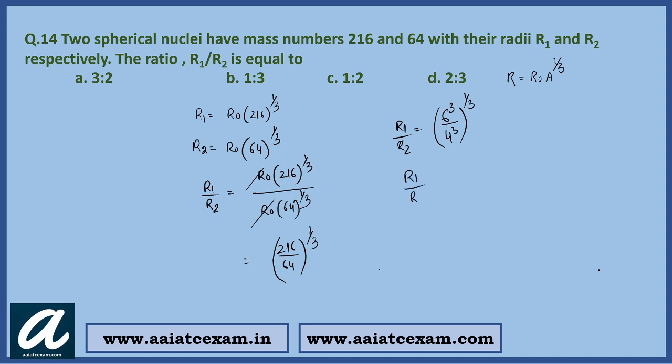So r1 by r2 should be equal to 6 by 4 whole raised to the power 3 into 1 by 3. So they'll cancel out. It is 6 by 4, or you can say 3 by 2. So your ratio is 3:2, students. Please do remember this. They have asked to calculate r1 ratio r2, not r2 ratio r1. Otherwise the answer could have been 2:3. But students, the right answer is 3:2 here.